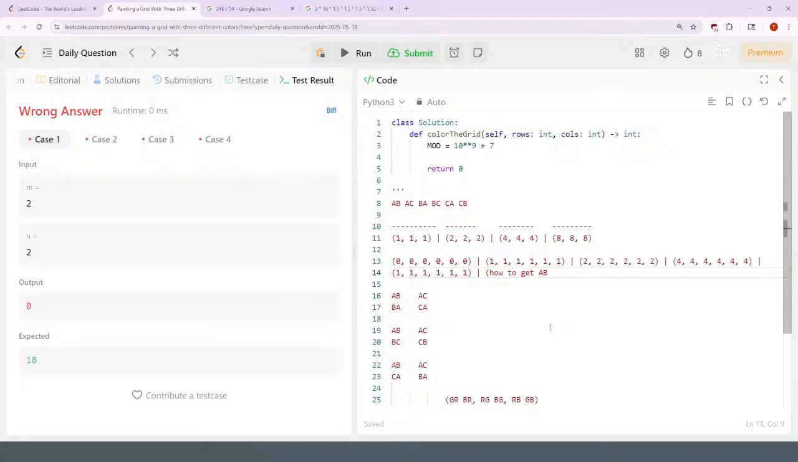Okay, so how to get AB as the last 2 in this thing? So this thing has to end with an A here, and the things that end with A here are the index 2, the third value, and the 5th value. So it has to be these 2. It's the sum of those 2.